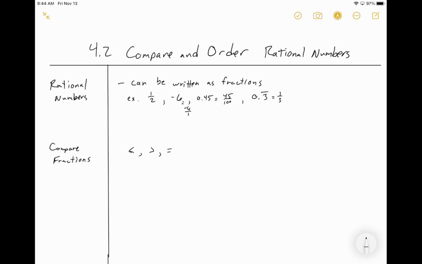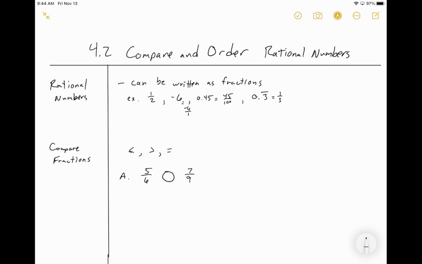So let's start with an example that you guys have probably seen before. We're going to jump straight to ones that are a little bit more difficult. Let's take, for example, 5/6 compared to 7/9. All right, now here's the thing. We know that we can't just say, well, 7 is greater than 5, and that's why, right?